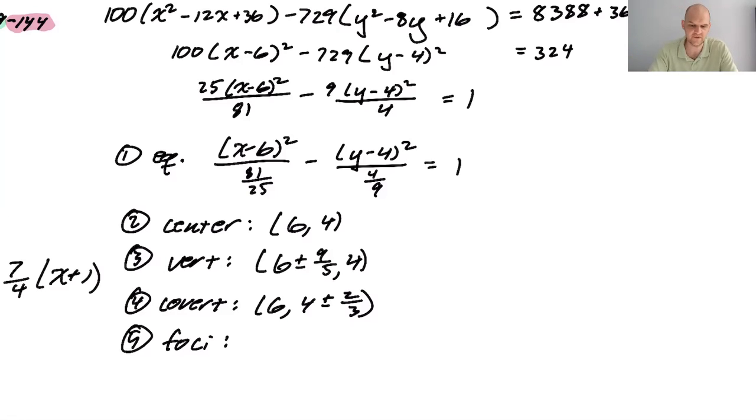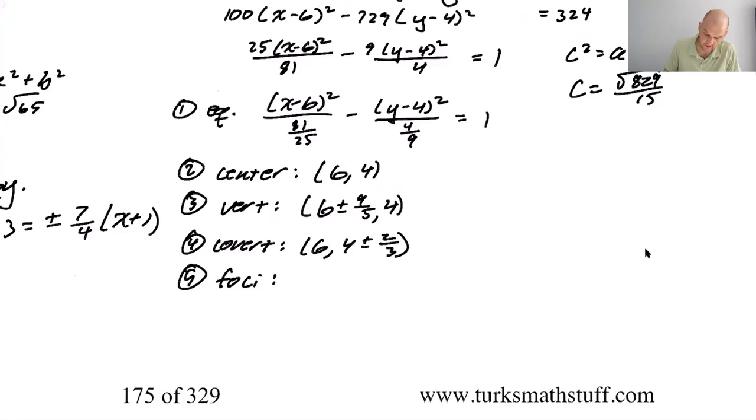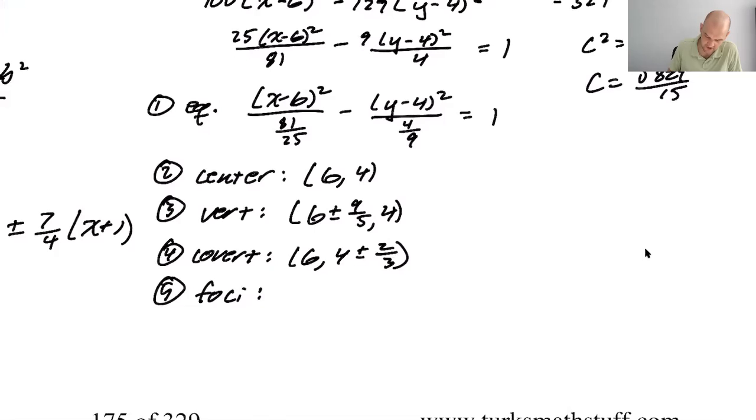And what we're skipping over, well, not really, because I'm talking through it, is me finding c. So I need to do 81 over 25 plus 4 over 9. Then the square root of that is radical 829 over 15. So I'll write c squared is a squared plus b squared. So c is radical 829 over 15, which means finding the eccentricity is also not going to be super fun. So the foci: you are at 6, and you can go c in either direction, radical 829 over 15, comma 4.